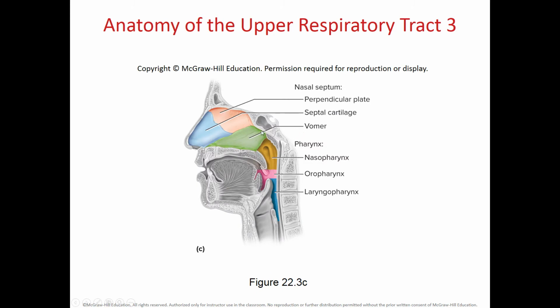This is the lateral portion of the medial portion of the nasal septum. So you can see here that we have the septal cartilage, and then in here we have the ethmoid bone with its perpendicular plate, and then in here we have the vomer.